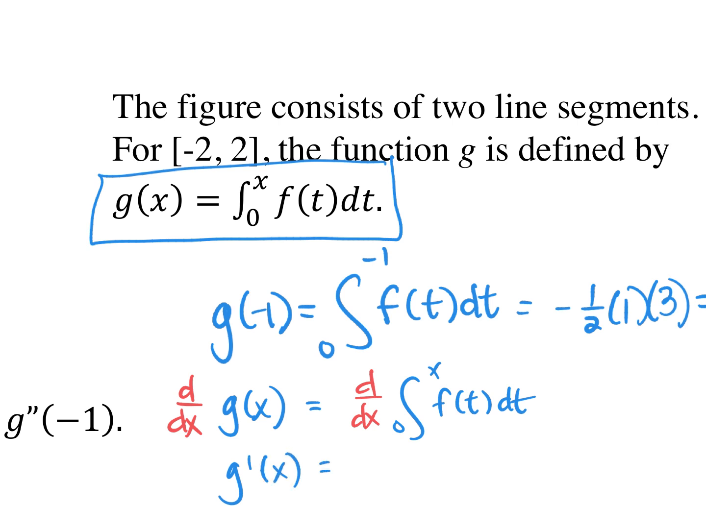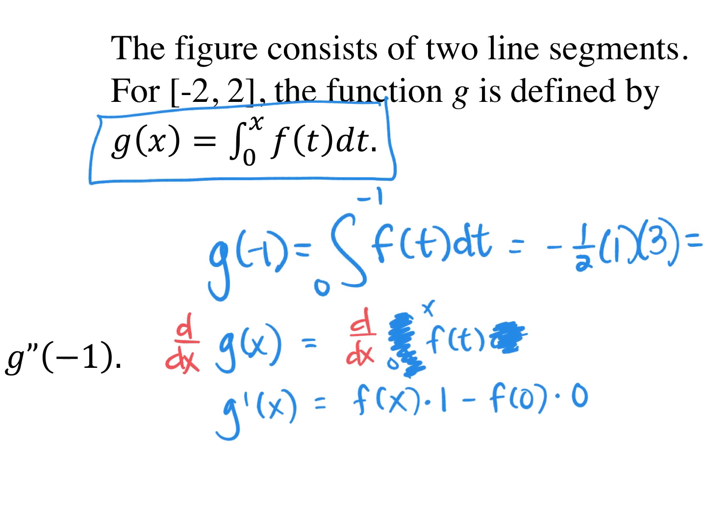So g prime of x, we just learned how to take the derivative of something that has the integral. The derivative of something that has an integral crosses out the integral, crosses out the dt, but I have to plug in the x and the 0. So I'm going to get f of x times the chain rule of 1 minus f of 0 times the chain rule of 0. So ultimately, the 1 and the 0 get me this. So g prime of x is f regular of x.